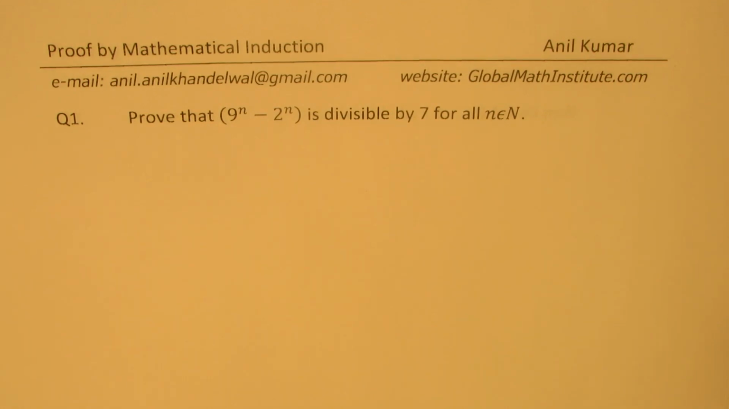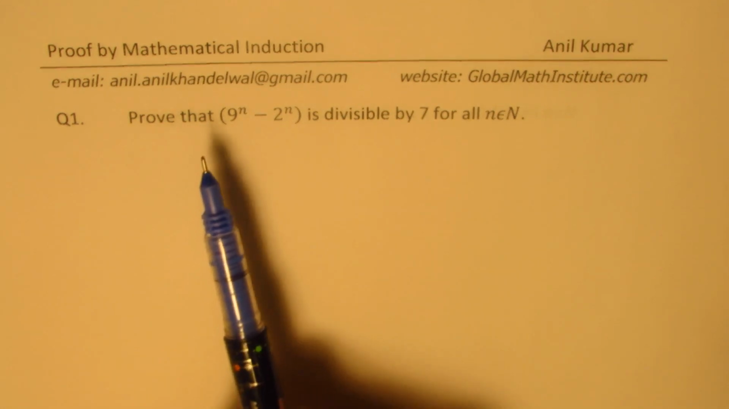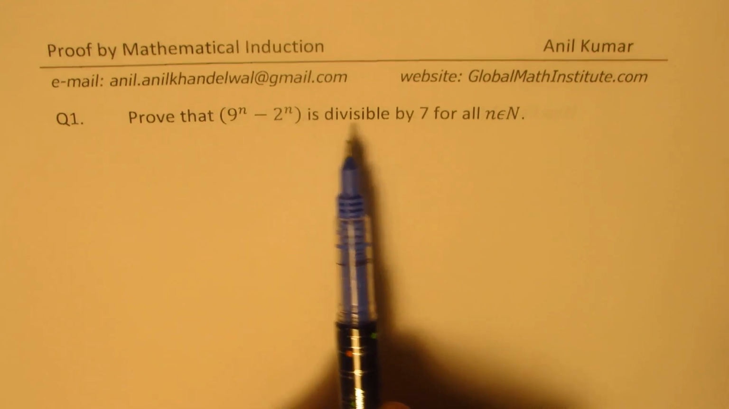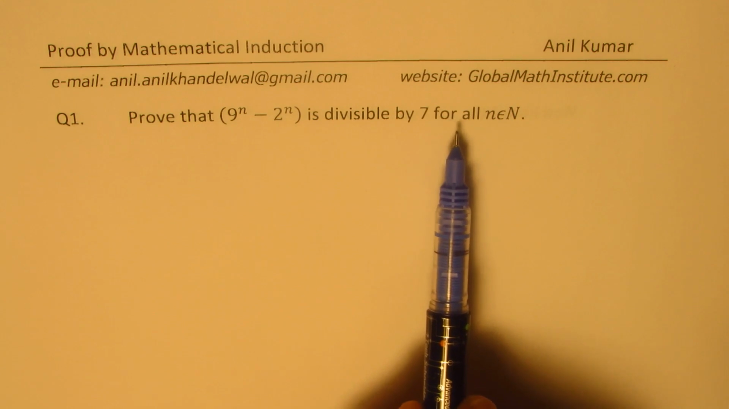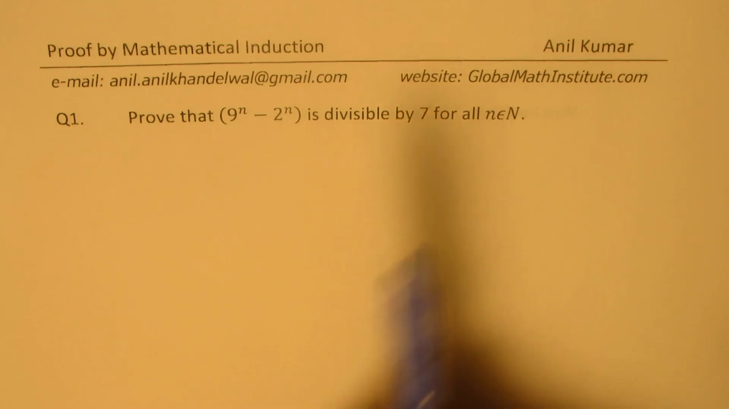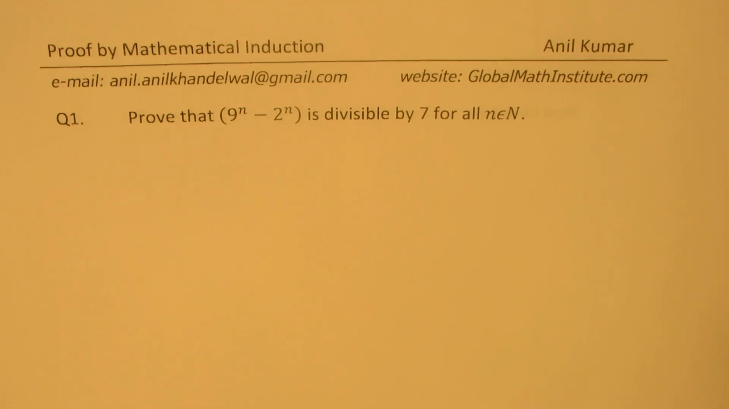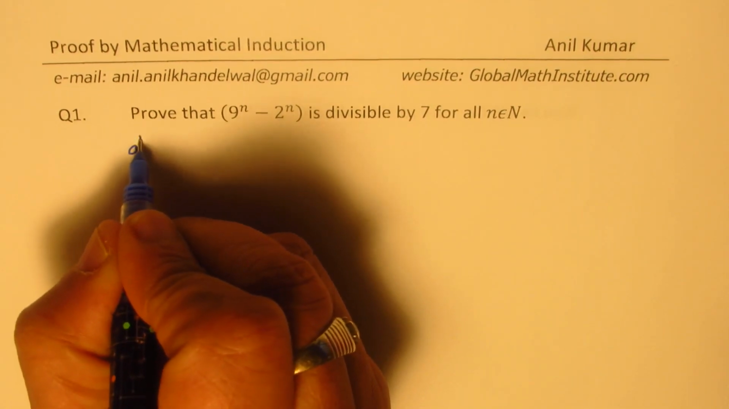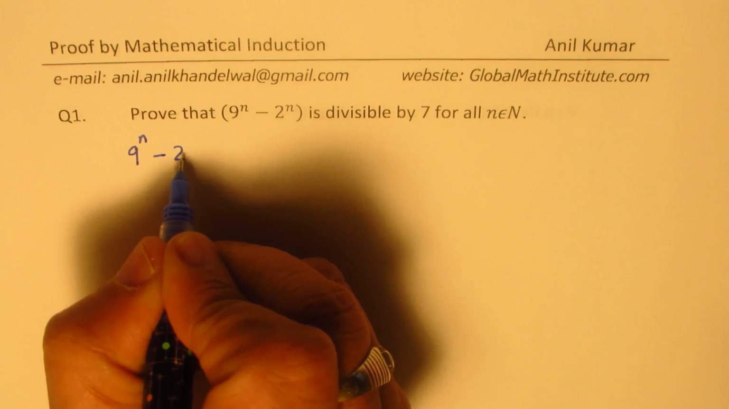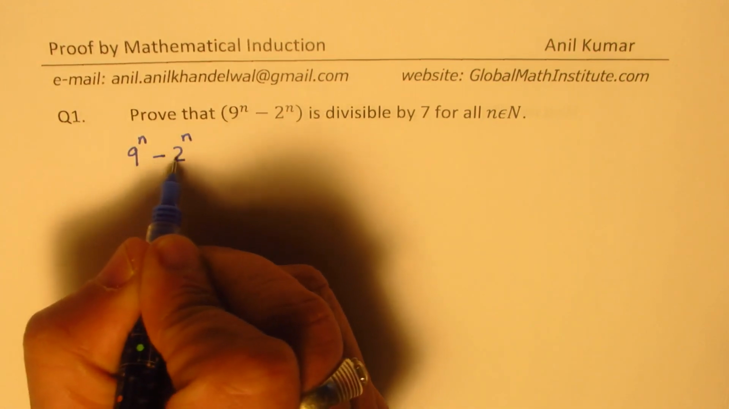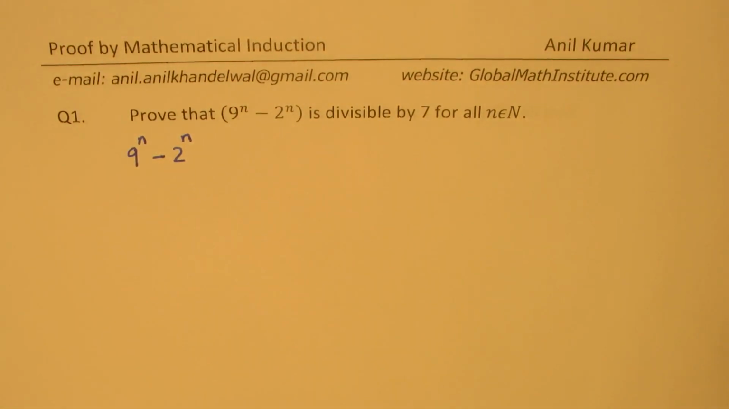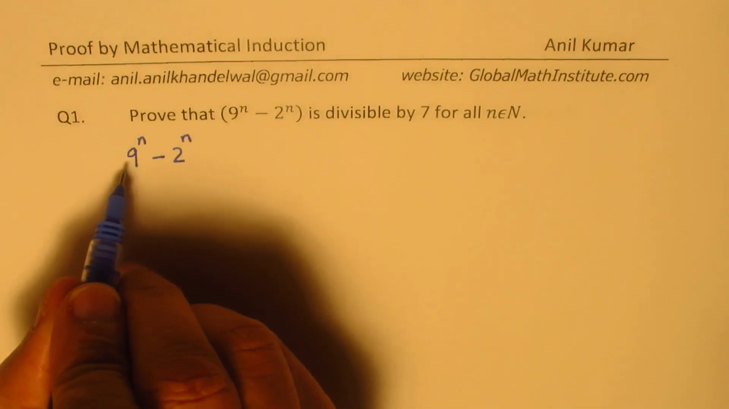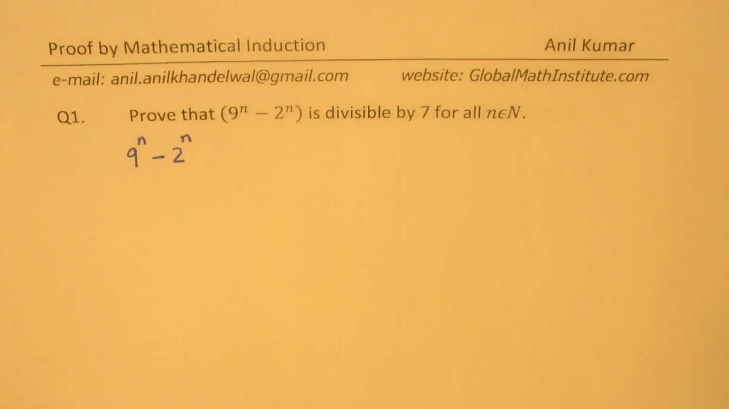So we'll prove that 9 to the power of n minus 2 to the power of n is divisible by 7 for all n belonging to natural numbers. So we have 9 to the power of n minus 2 to the power of n. Do you see 9 minus 2 is 7? So that gives you the idea that it will be divisible by 7. So we have to prove that this is divisible by 7.